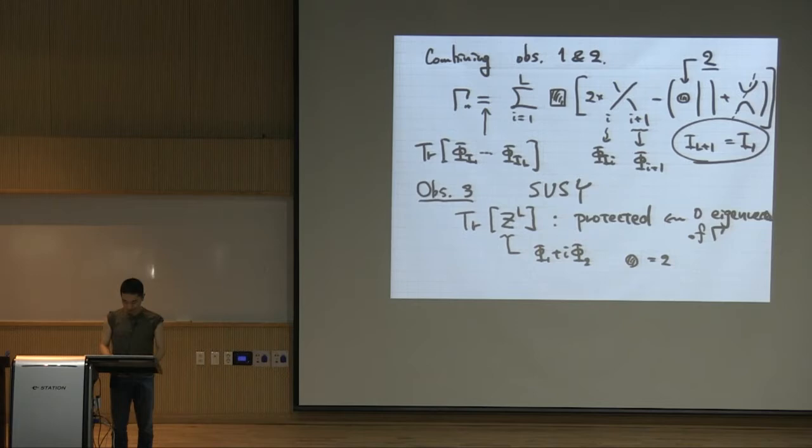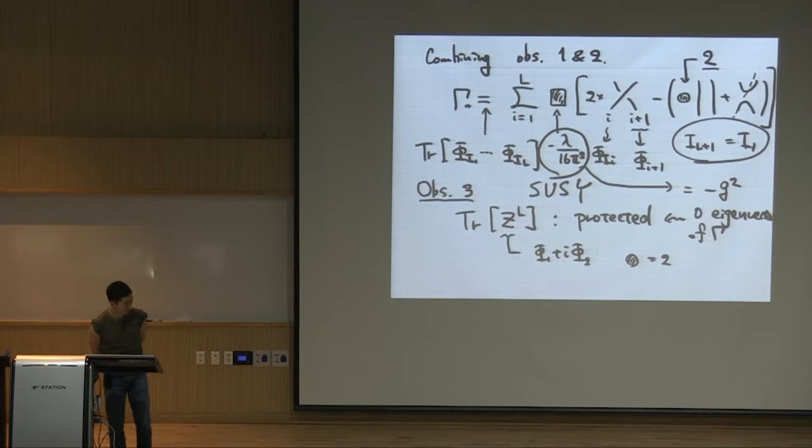And finally, we need to determine the overall factor. Actually, there is no simple way to determine this overall factor without doing any computation. So I just claim that if you do the computation, this becomes minus lambda over 16 pi squared. And from now on, I'm going to denote it by minus g squared. Basically, my g squared is lambda over 16 pi squared.